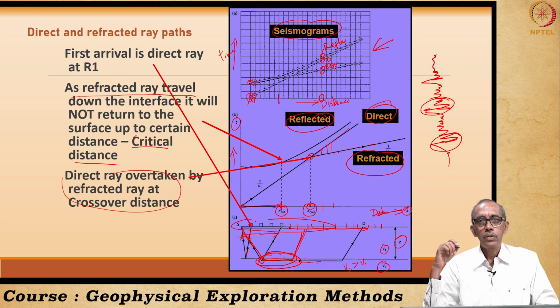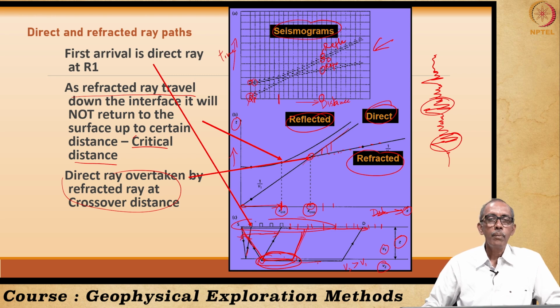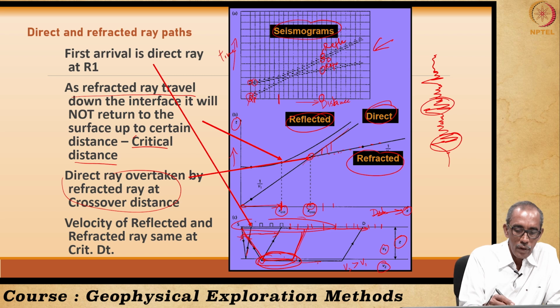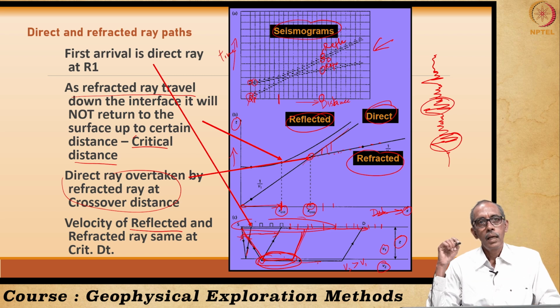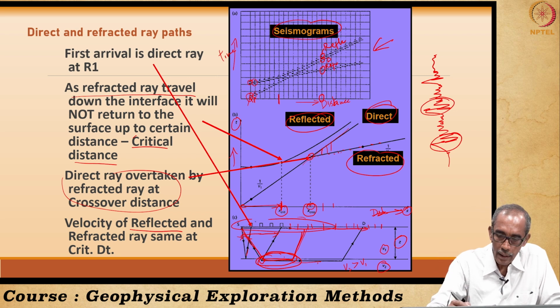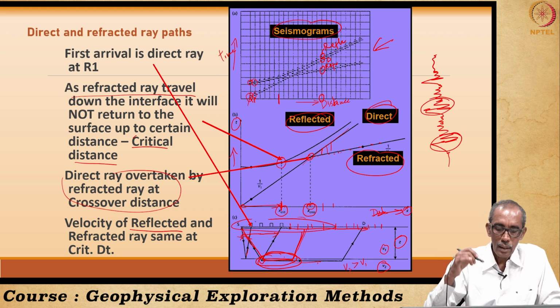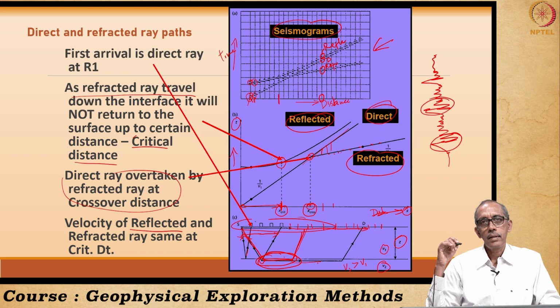Okay. So, this diagram helps us to understand the geometry of seismic waves, right. Then the velocity of the reflected ray and the refracted ray is actually the same at the critical distance.